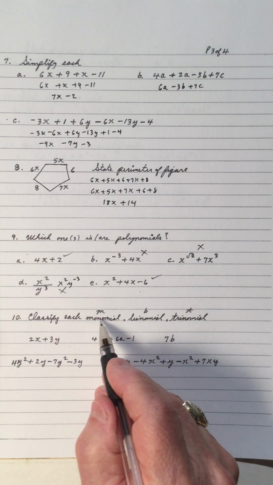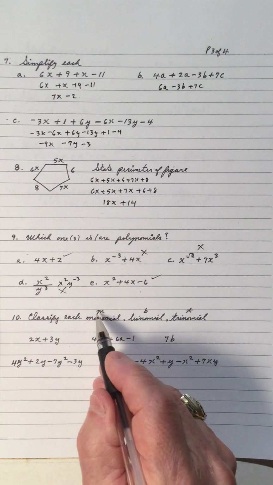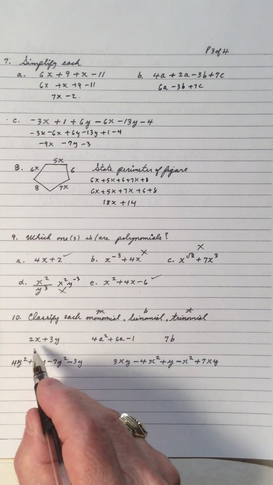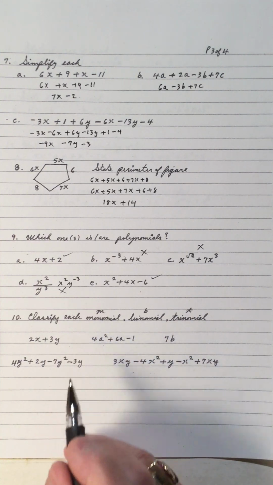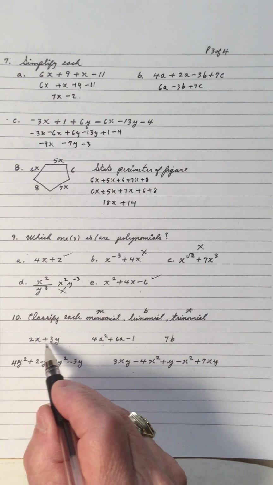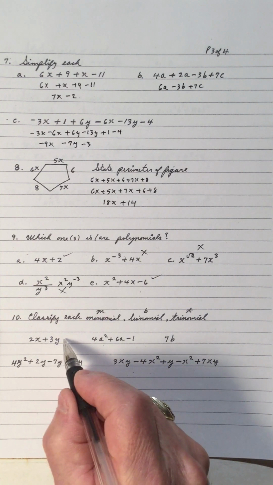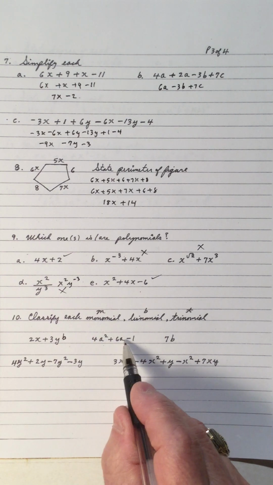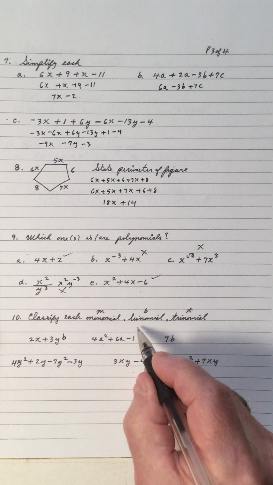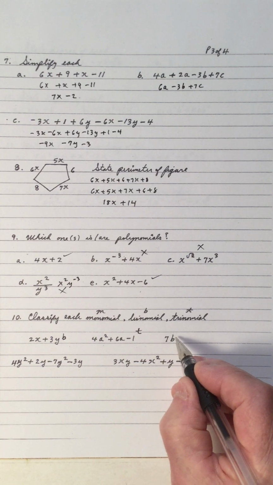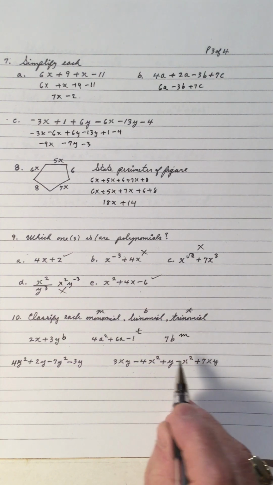Classify each as monomial (M), binomial (B), or trinomial (T). But they had to be simplified. So x plus 2x plus 3y are simplified. So it's 2 terms, so it's a binomial. These terms are simplified: 1, 2, 3, that's a trinomial. And that's 1 term, monomial is 1.